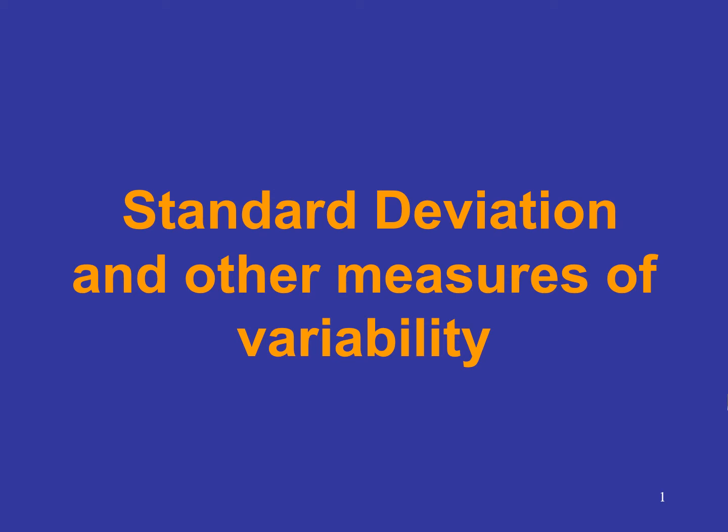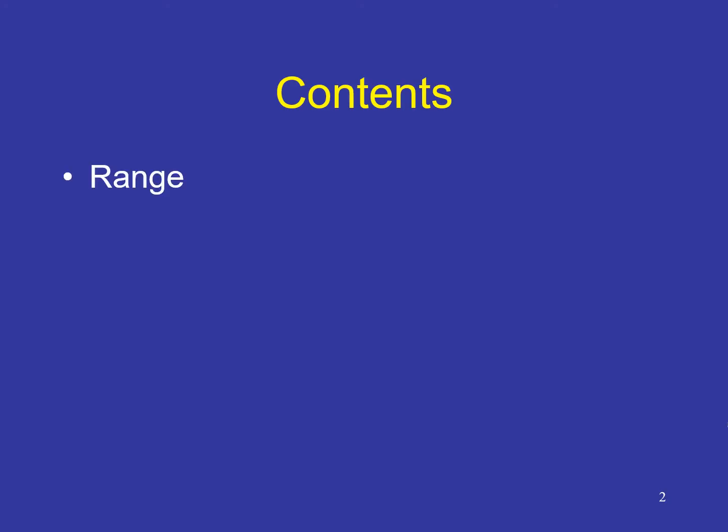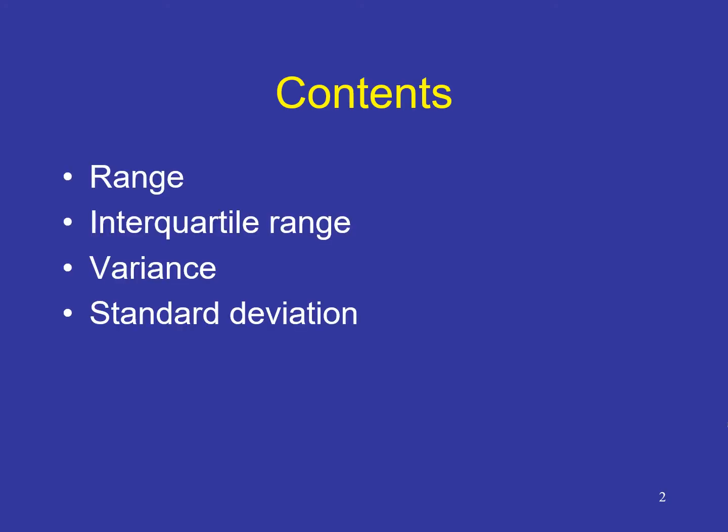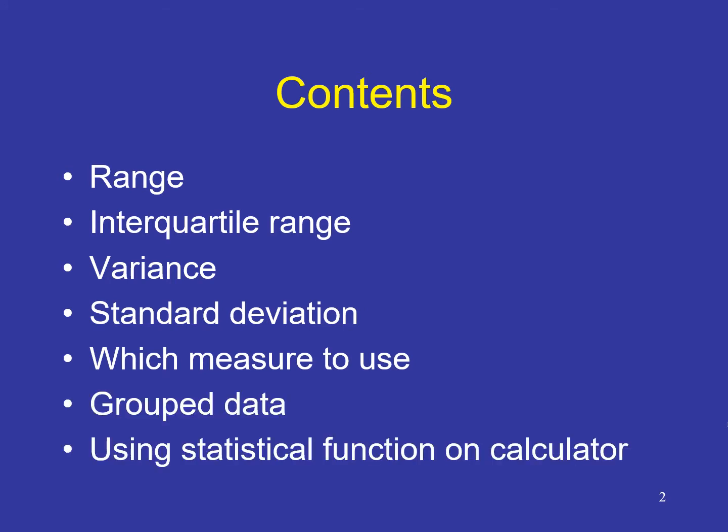In this lesson, we're going to look at variability. We're going to look at four measures of variability, namely the range, the interquartile range, the variance, and the standard deviation. And we're going to look at which one to use when. We're going to look at how to calculate variability for group data, and we're also going to look at how to find these values using your calculator.